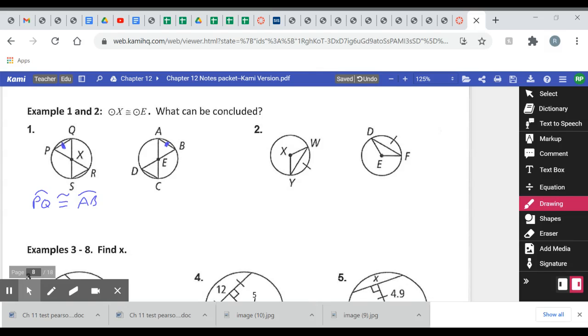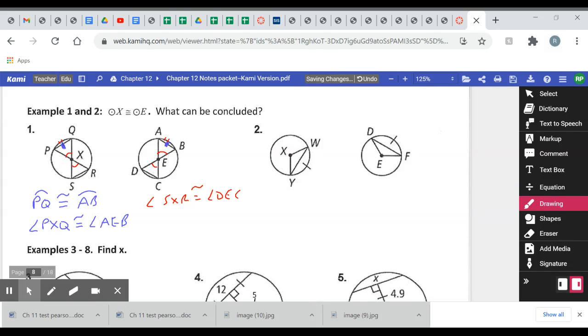Okay. I could also say that angle PXQ is congruent to angle AEB. Okay, so I basically just said that this arc is congruent to that arc. I also just said that this angle is congruent to that angle. And yeah, that's all I have to say, but I could say some more. I also know that this angle over here has to be congruent for both because those are vertical angles. So I could go on to say angle SXR is congruent to angle DEC.